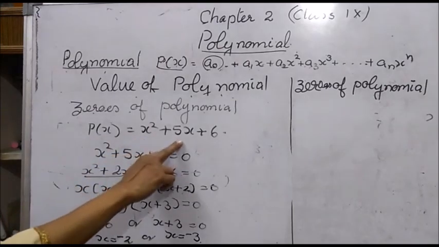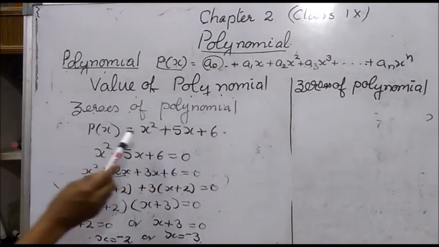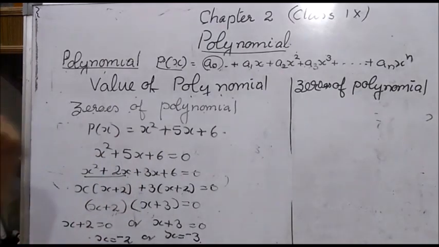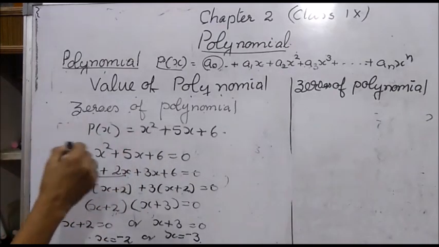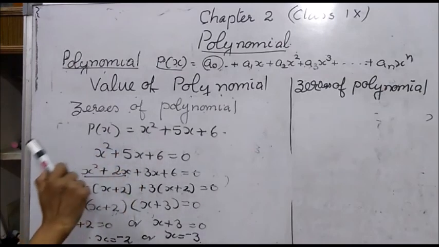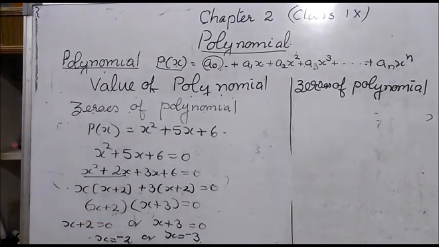Now the polynomial can be a linear equation, quadratic equation, cubic equation, and so on. In a linear equation, there is only one root. In a quadratic equation we will get 2 roots, and in a cubic equation 3, and so on.